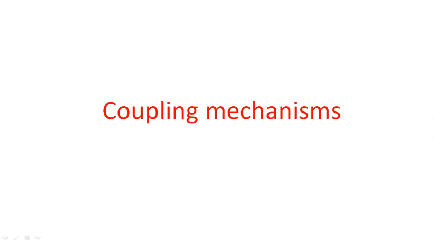Hi everyone. In this video, I am going to explain about various coupling mechanisms available in the waveguides. So, what do you mean by coupling mechanism and what is the necessity to couple a power from one waveguide to another waveguide? Coupling mechanism is used to couple or transfer the power from one waveguide to another waveguide. Sometimes it is necessary to transfer the power like electrical energy or magnetic energy from one waveguide to another waveguide. That means it is used to transfer the power among the waveguides.